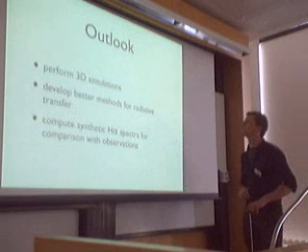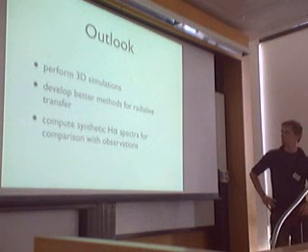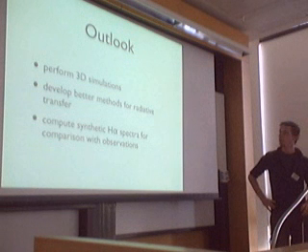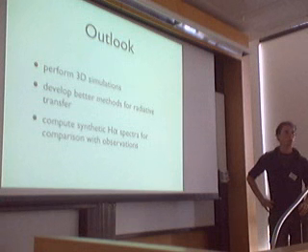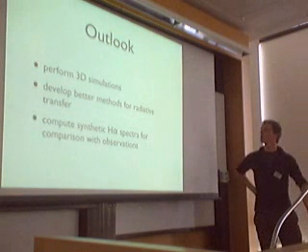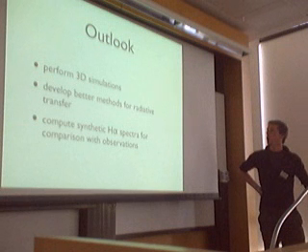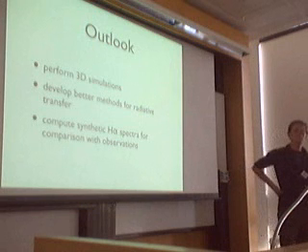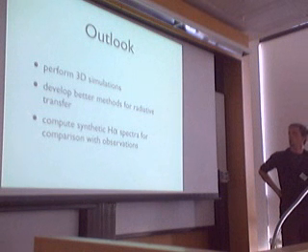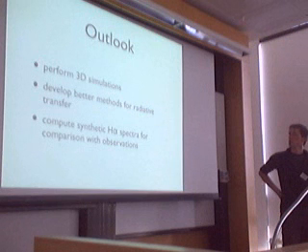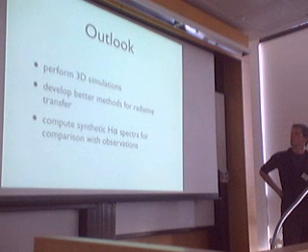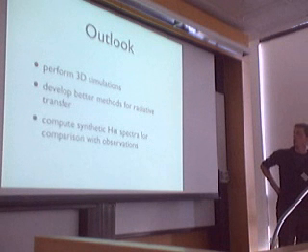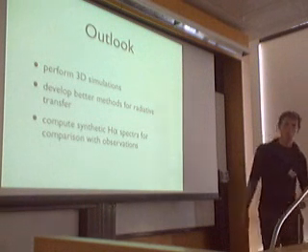What do we want to do in the future? We want to perform 3D simulations. Adding 8 extra variables in your code makes it really, really slow, so 3D simulations are kind of tricky, but I think we can do that in the future. We want to develop better methods for the radiative transfer. Right now the radiative transfer is still using LTE tables, and this is not consistent, so we have to think of a method to improve it. And then we want to compute synthetic H-alpha spectra for comparison with observations. So that's it. Thank you.